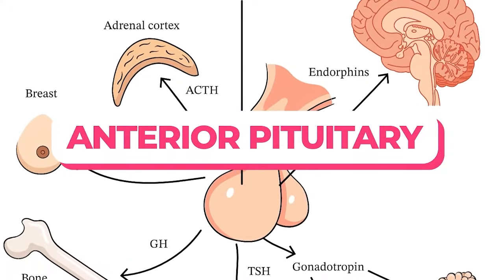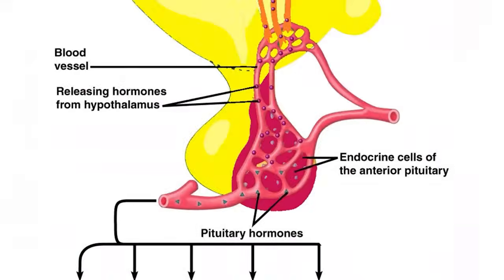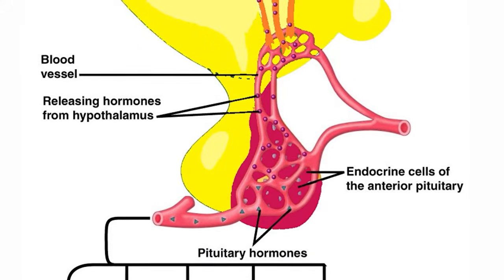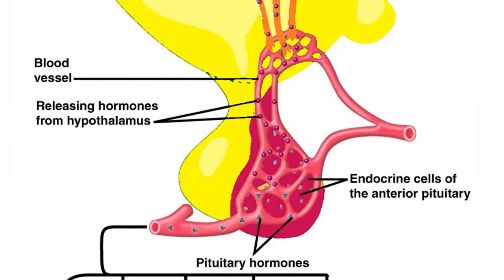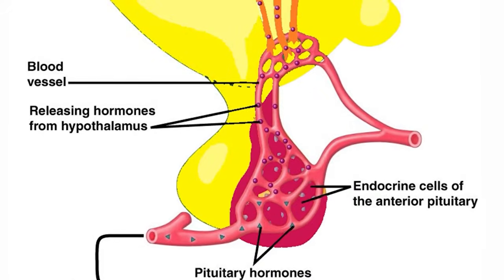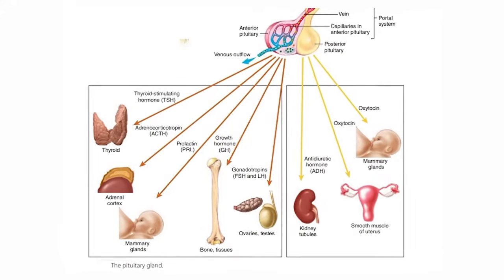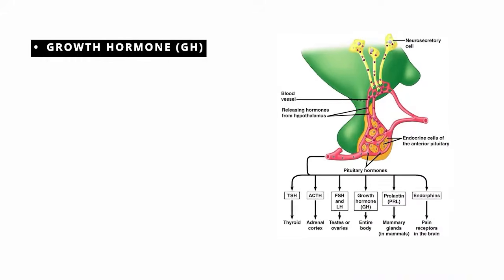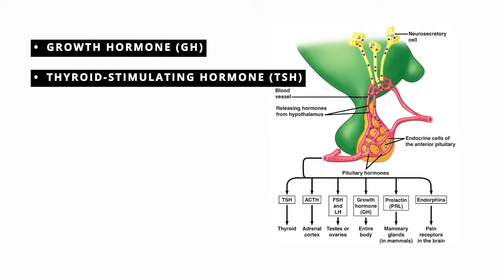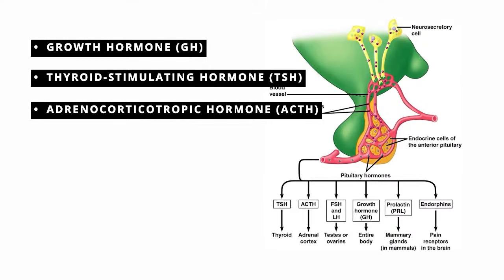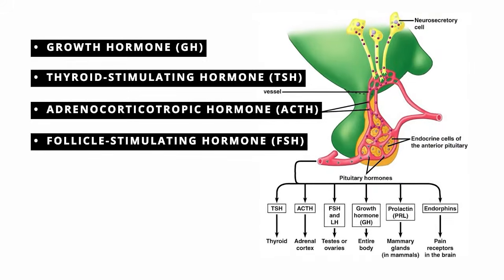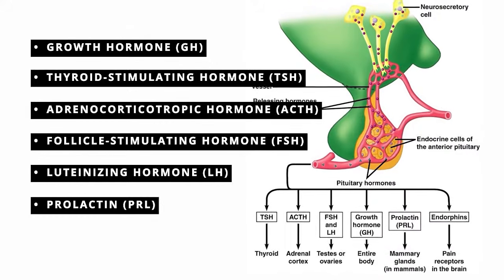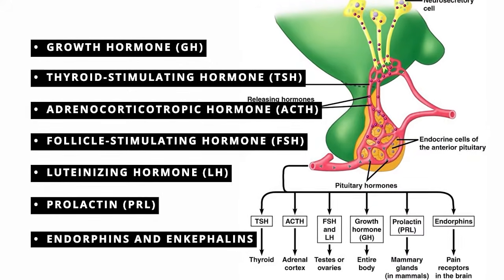Anterior pituitary, adenohypophysis. This lobe synthesizes and releases several hormones, regulated by releasing and inhibiting hormones sent from the hypothalamus via a portal blood system. Hormones produced and released by the anterior pituitary include growth hormone, thyroid-stimulating hormone, adrenocorticotropic hormone, follicle-stimulating hormone, luteinizing hormone, prolactin, endorphins and enkephalins.